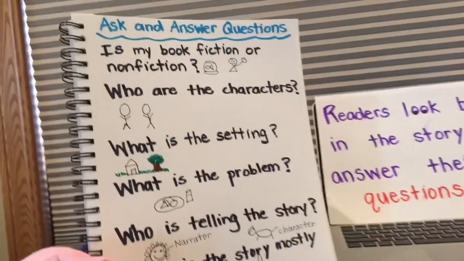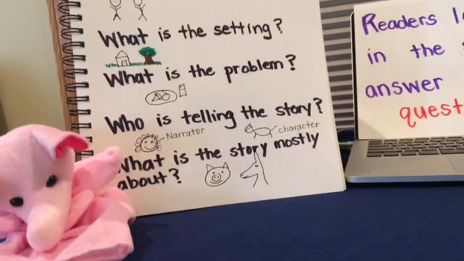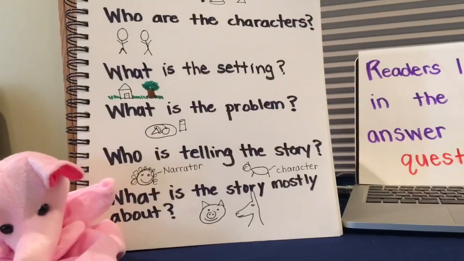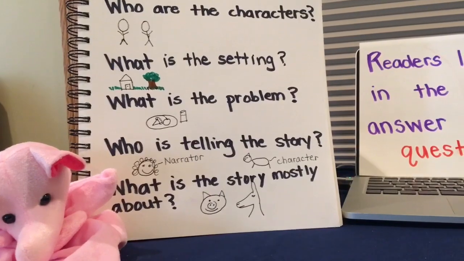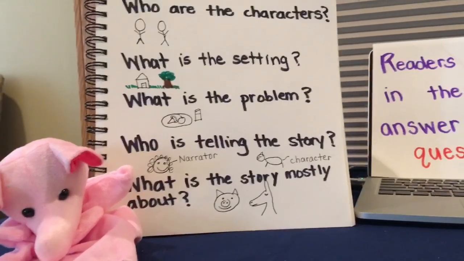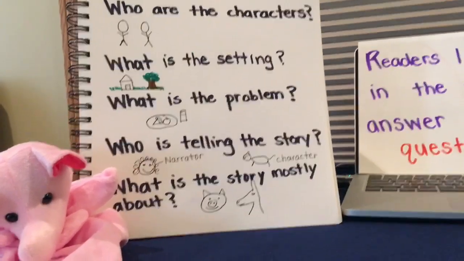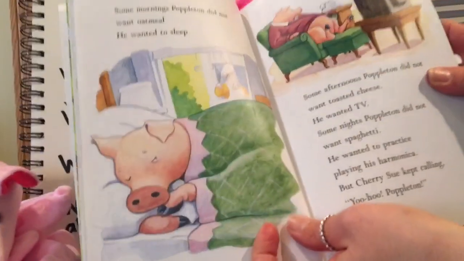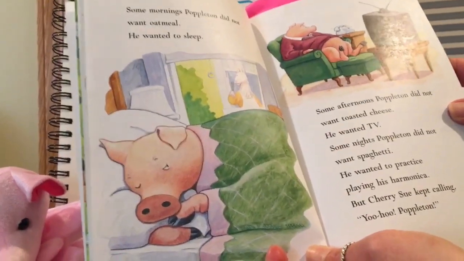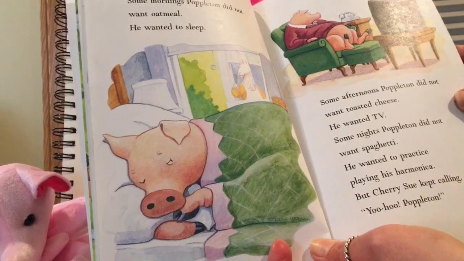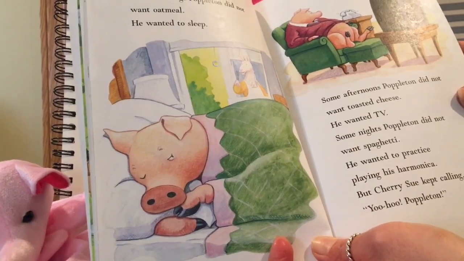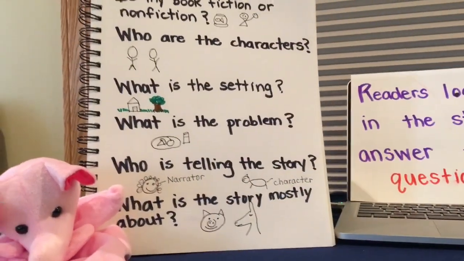You're right. The problem was that Poppleton, if I look back in my story, he got tired of being invited over to Cherry Sue's for all of those different meals. He kind of wanted to do some of his own things, right? On this page we saw he was kind of getting tired of always being invited. He wanted to do things himself sometimes. So that was a problem.